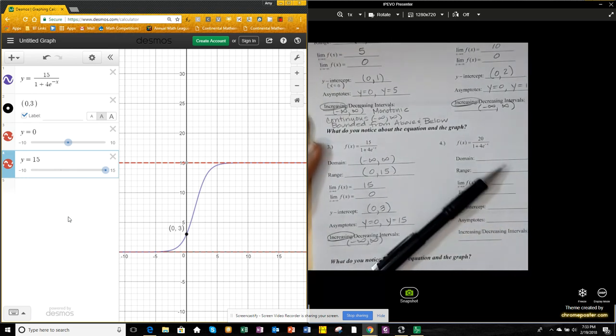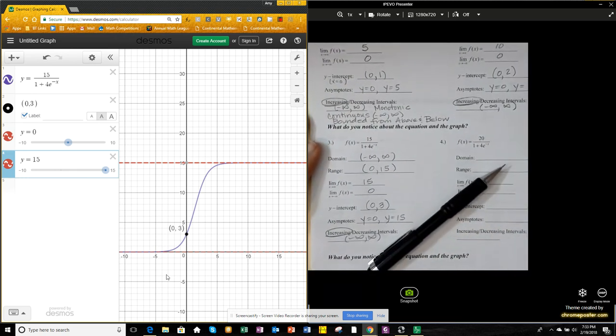Now, what's interesting about these graphs, I'll make a little comment here, is that you'll notice that it grows exponentially in the beginning, and then it starts tapering off as x gets larger. And it tapers off to whatever the numerator is, because the denominator, this e to the negative x, is going to go to 0. So when e to the negative x goes to 0, that takes the 4 with it, and it's 15 over 1 as x goes to infinity. So that's why it's behaving this way.